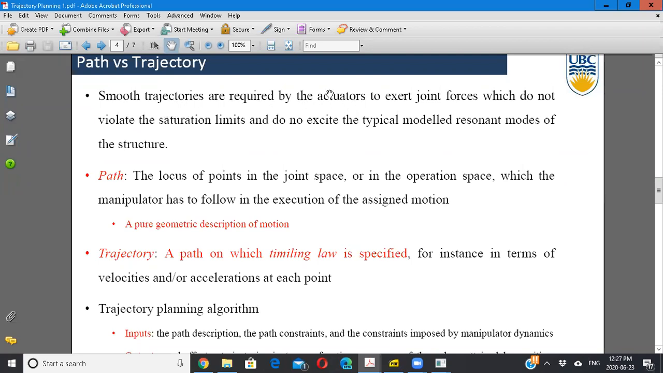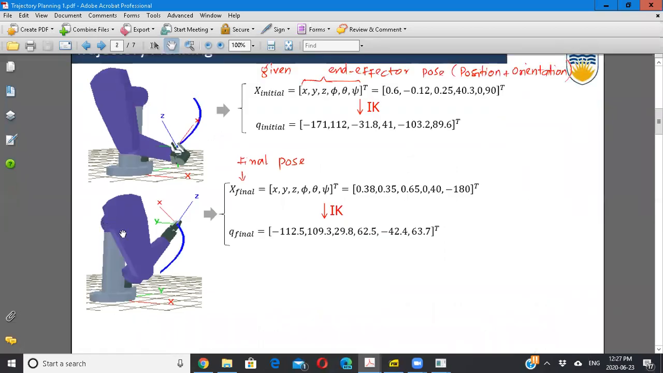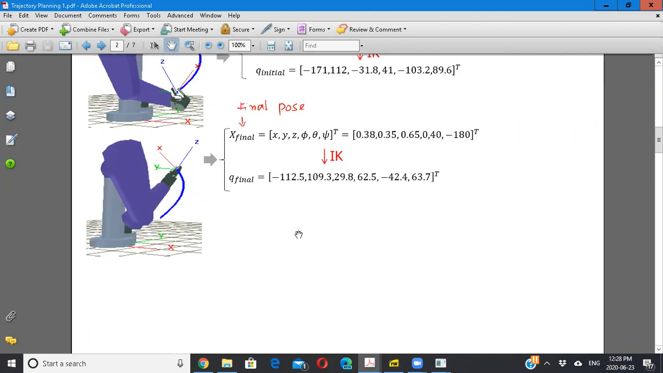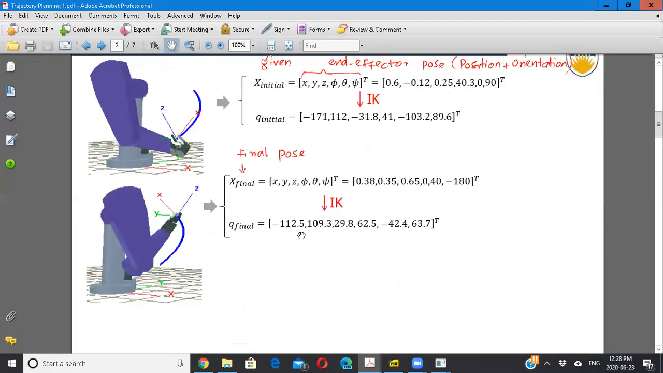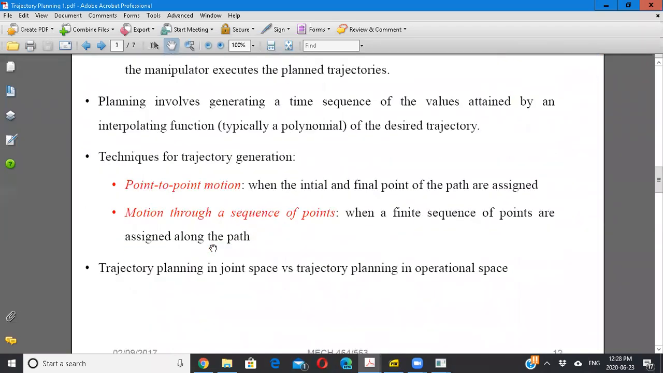Smooth trajectories are required by the actuators because every joint has a DC motor, let's say an actuator there. If you want it to rotate without vibration or any problem, you have to rotate it very smoothly. That means the intermediate points between Q initial and Q final should be the more the better. The more there are, the closer together they will be, and the fewer jerks there will be in your motion. There will be a smoother motion.